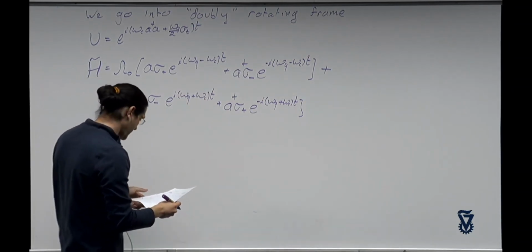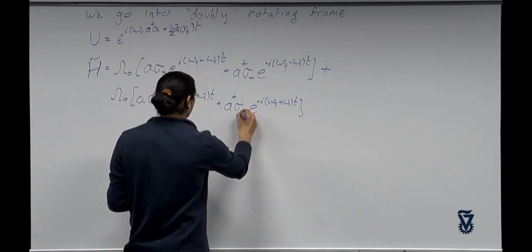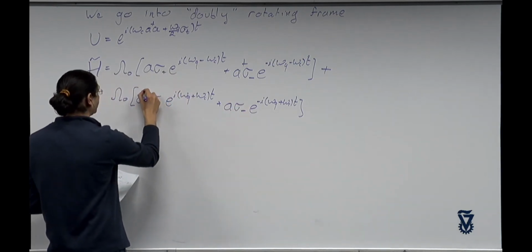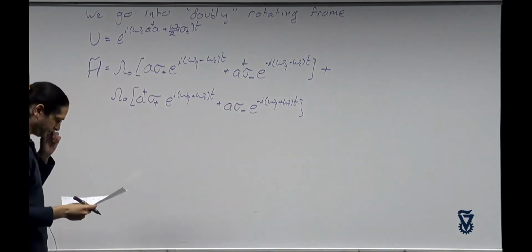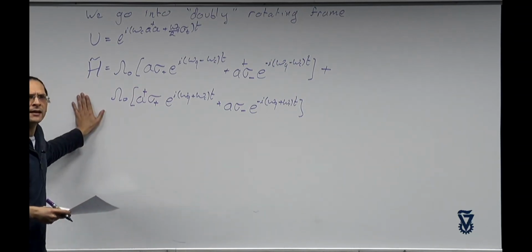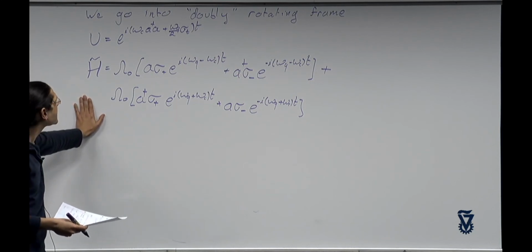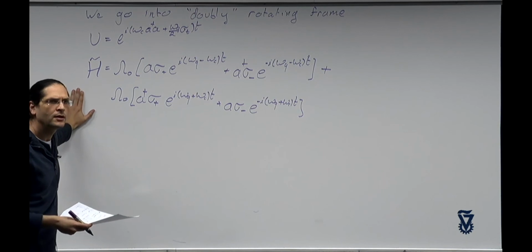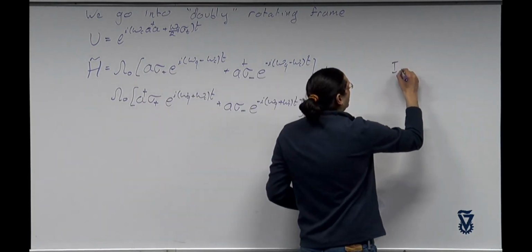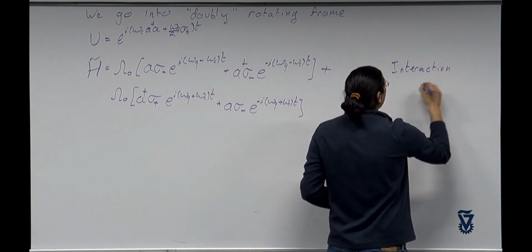I think I have a mistake. Hang on, let me fix it. This should be minuses, and this should be plus. There, fixed. So this is what we get after the transformation. So this is still the Rabi model. This is just the Rabi model in the interaction picture.